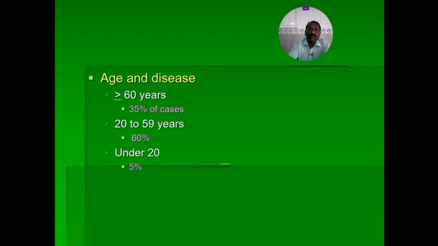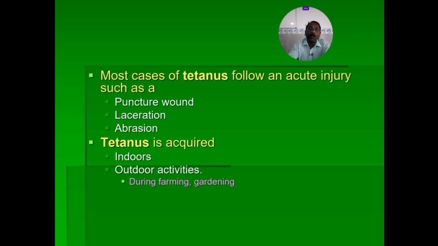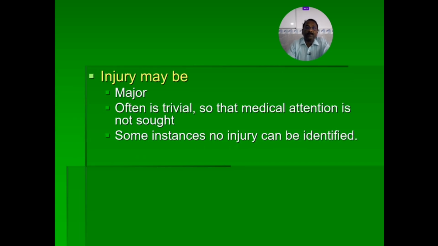Age and the disease: more than 60 years, 35% of the cases; 20 to 59 years, about 60%; under 20, 5%. Most cases of tetanus follow an acute injury, such as a wound, laceration, or abrasion. It is acquired in indoor and outdoor activities such as farming and gardening. The injury may be major or trivial, so medical attention is not sought.